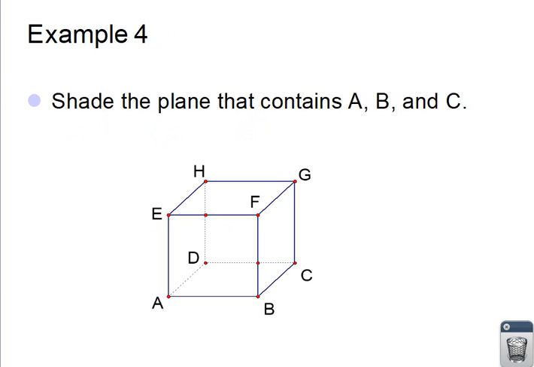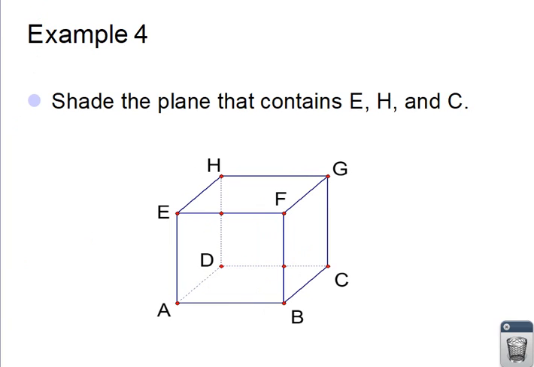Alright, example 4, it says to shade the plane that contains A, B, and C. So here's A, and here's B, and here's C. The plane would be the bottom of the box, A, B, C, D.